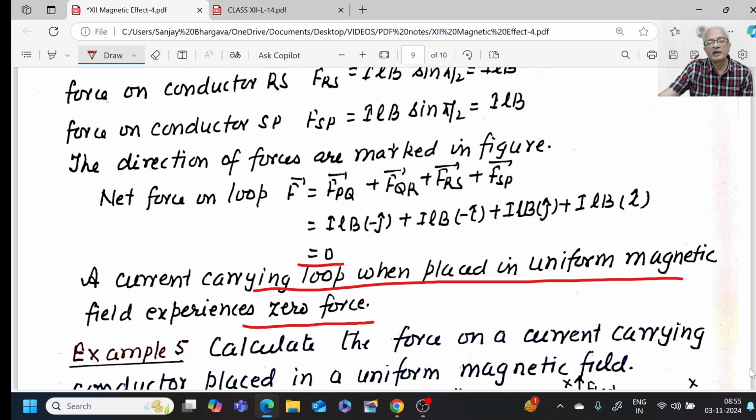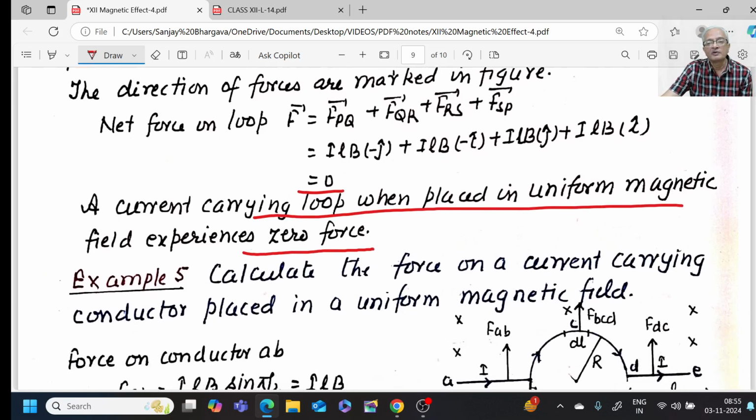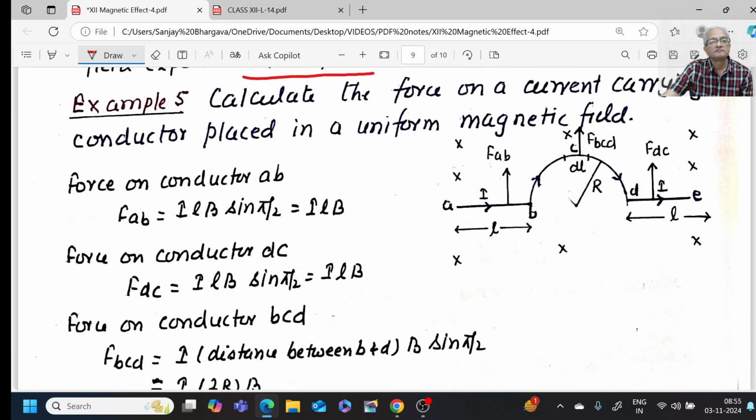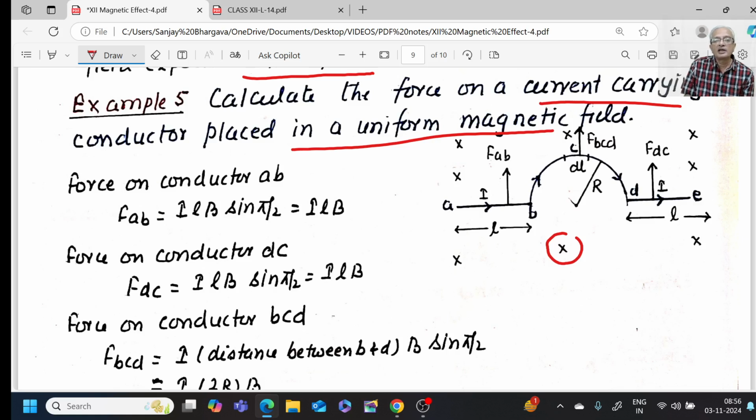Now let us pick up example number 5 to check our understanding. Calculate the force on a current carrying conductor placed in a uniform magnetic field. So what is the direction of the magnetic field? Perpendicular to the paper and inwards. Now what is the force on conductor AB? It is equal to ILB. What is the force on conductor CD? It is equal to ILB.